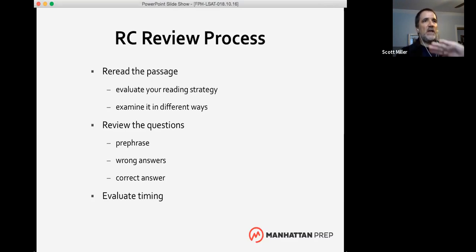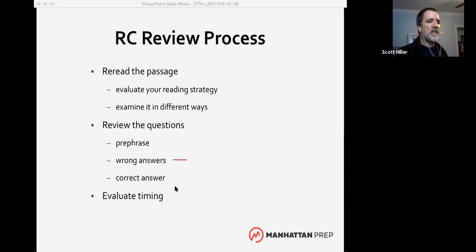Read the question and then cover up the answers for a second and go through a prephrase. As you look at each answer, make sure you clearly know why each answer is wrong. Never settle for just a general sense that an answer is wrong. You want to know exactly why an answer is wrong. See if you can find something in the passage that contradicts or says something different from the answer. See if you can find proof in the passage that the answer is wrong.